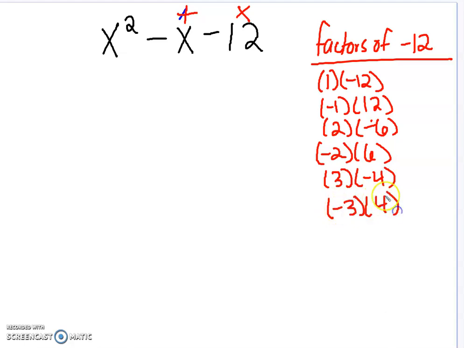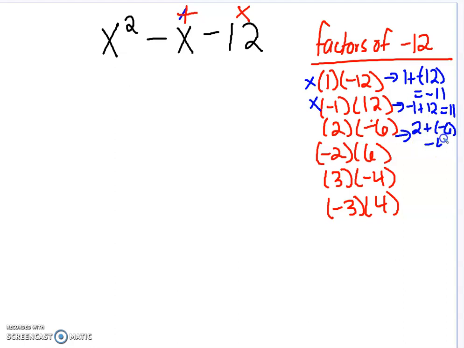And obviously with time, the expectation is that you won't need to make this list. I'm just doing it here to show you. If we were to add these same values, if I took 1 and I added negative 12, I would end up with negative 11, which is not negative 1, so that won't work. Negative 1 plus 12 would give me positive 11, so that won't work. This would give me 2 plus negative 6, so I would get negative 4. Nope. Negative 2 plus 6 would give me positive 4, so that doesn't work.